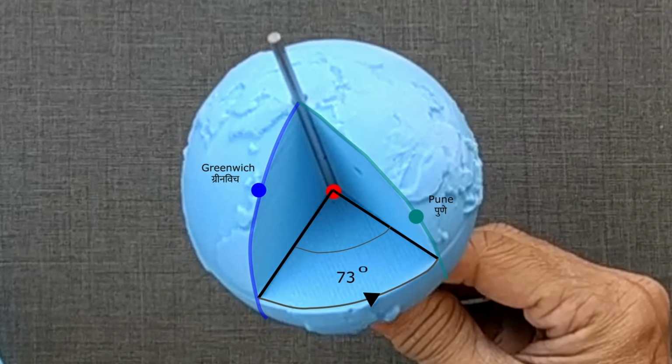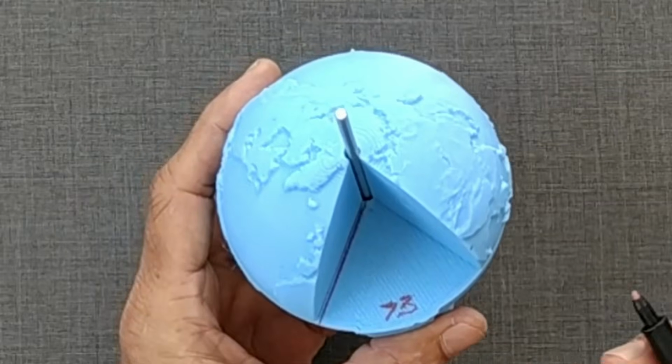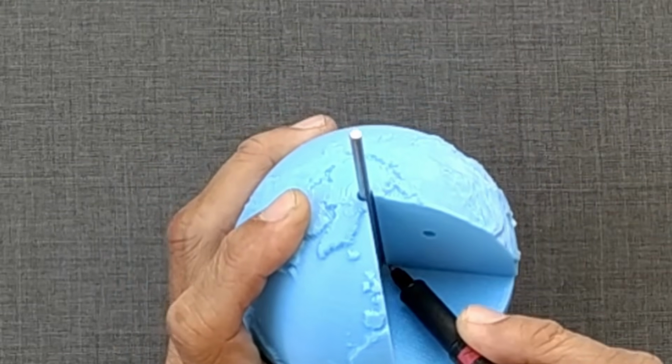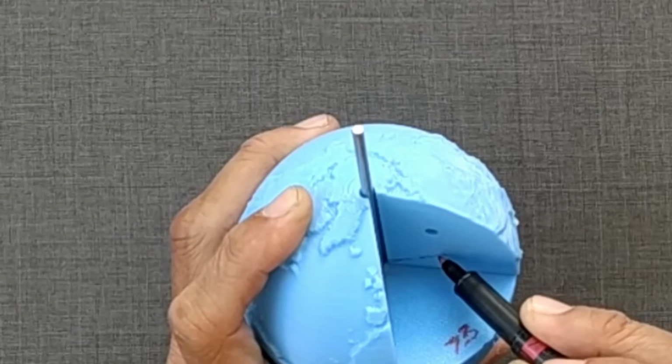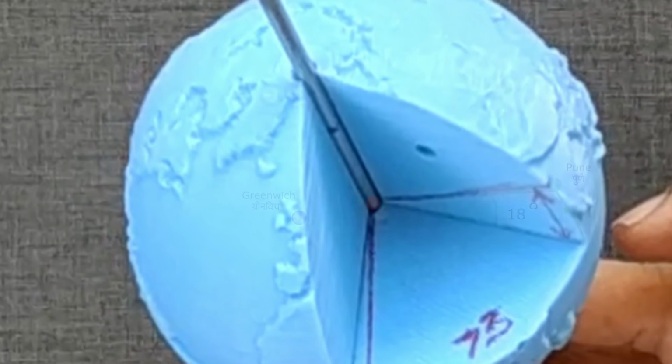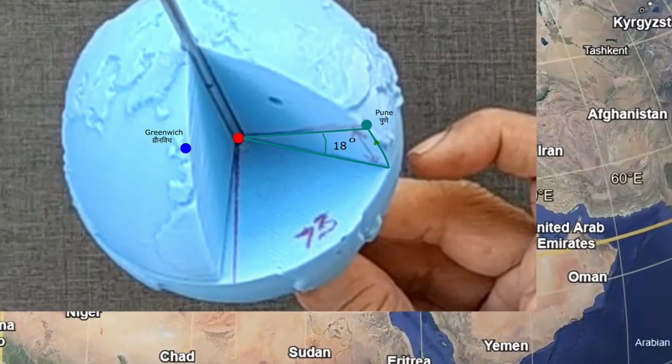But how far is it away from the equator towards the pole? Let us move 18.5 degrees up on this side and we have the location of Pune. Pune's location on Earth is specified as 18.5 degrees north and 73.85 degrees east.